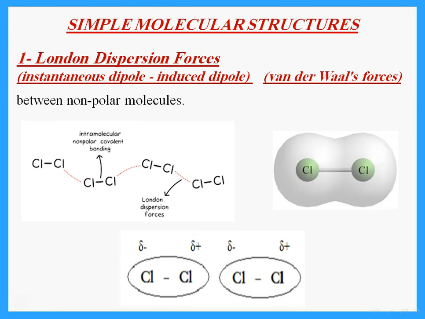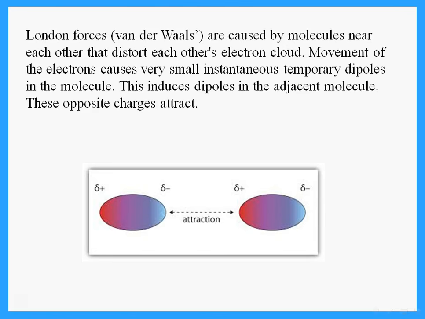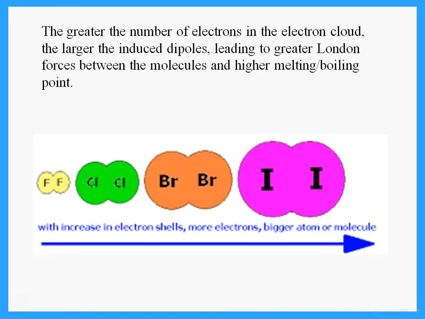Now, this kind of attraction between the slightly negative end of one and the slightly positive end of the other is what we call London dispersion forces or van der Waals forces. These are the weakest kind of intermolecular forces. So compounds that are nonpolar, where the only interactions between them are London dispersion forces, will have low melting points. Remember that London dispersion forces are caused by the attraction between the slightly positive end of one and the slightly negative end of the other.